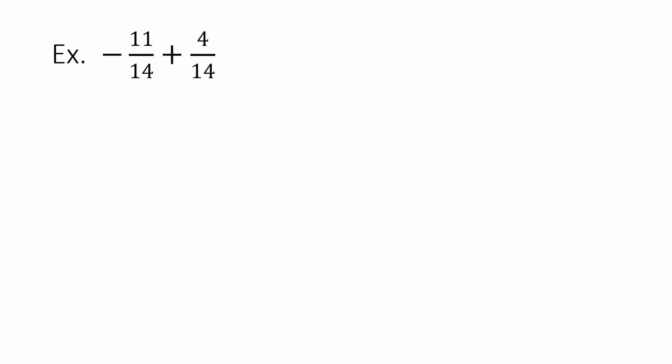Now let's have another one. In this case we only have one negative, so let's say we have negative 11 over 14 plus 4 over 14. First thing first, again, you want to change all your negative fractions to fractions with negative numerators. So here we're going to have negative 11 all over 14 plus 4 over 14.